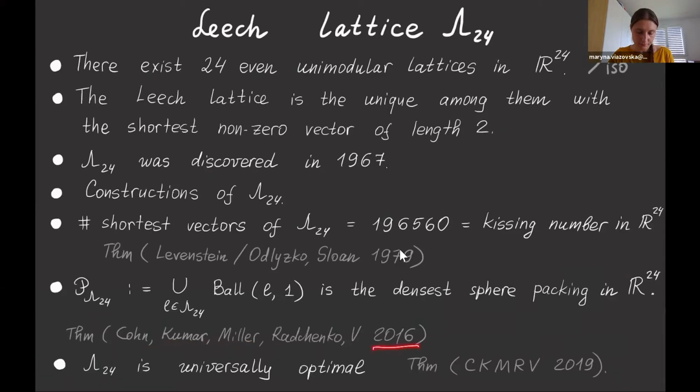We have also shown that, similarly to E8, the Leech lattice is universally optimal. So if we think of points of our lattice as identical particles which repel with a certain potential of a nice shape, and what does it mean for a potential to be nice? I will explain it later. Then the points will arrange themselves into the Leech lattice.